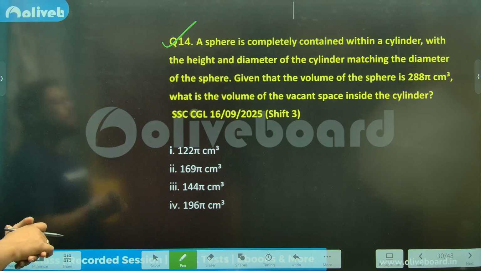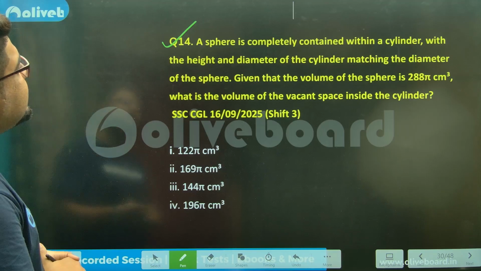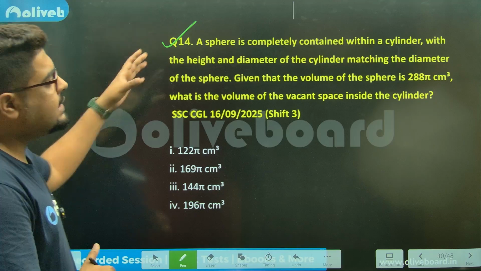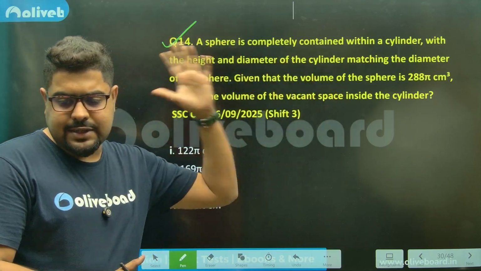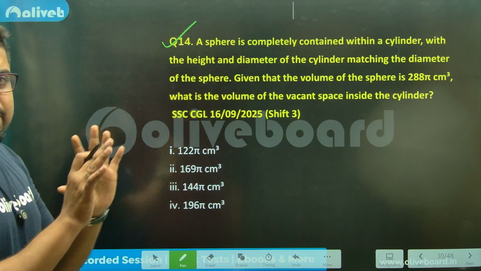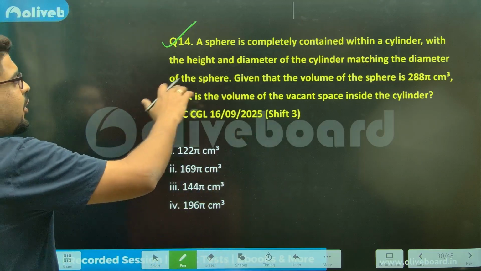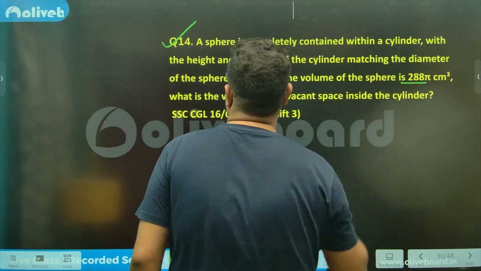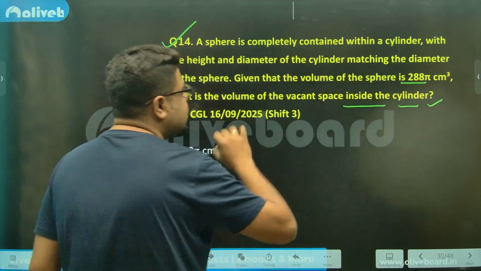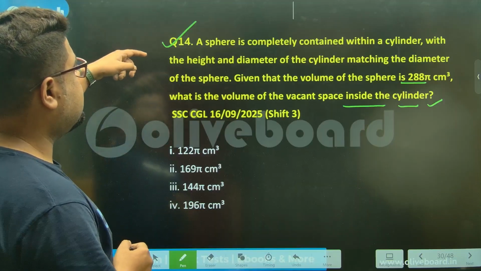A sphere is completely contained within a cylinder, with the height and diameter of the cylinder matching the diameter of the sphere. Simple question, very simple. Given the volume of the sphere, what is the volume of the vacant space inside the cylinder? Meaning I need to do a subtraction.